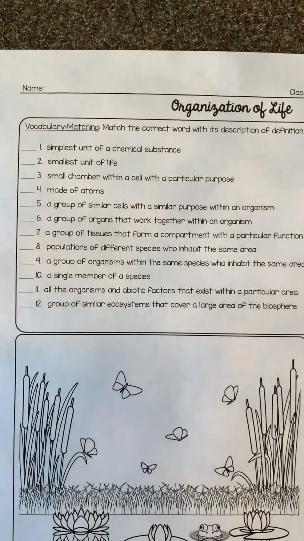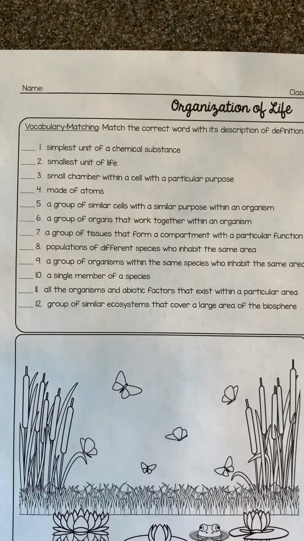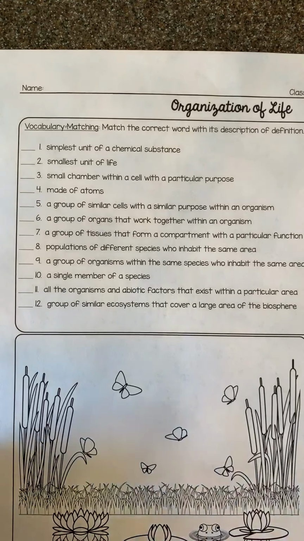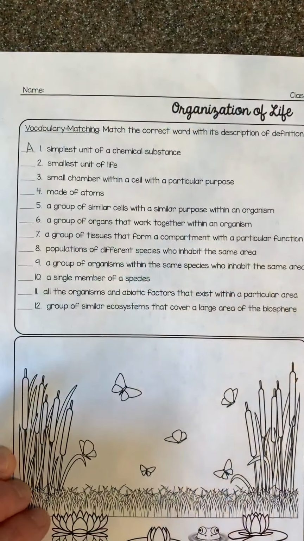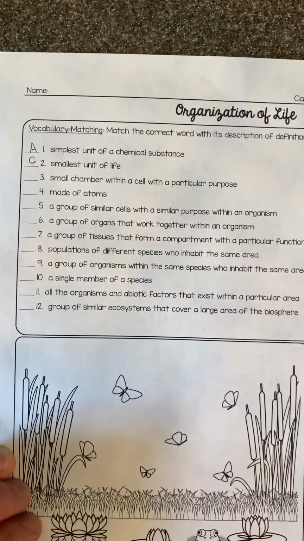Okay, we're going to go over the answers to the Organization of Life homework page. The smallest unit of a chemical substance is, we're going to write the letters there, so you're just going to check your letters, but it should be an atom. So A. Then the smallest unit of life is C, a cell.